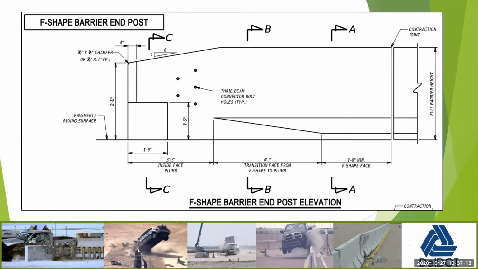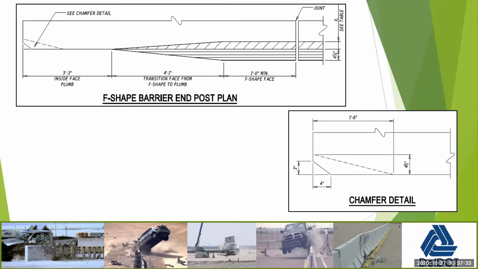There's a 6-to-1 vertical height transition before you get to your ultimate height. You can see that at the top. There's a 10-to-1 lateral transition going from the vertical face to the safety shape that you're going to use. And you can see the distance between the beginning of the transition to where the thrie beam connects.